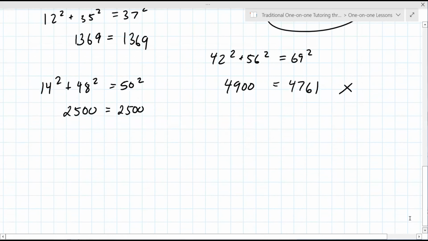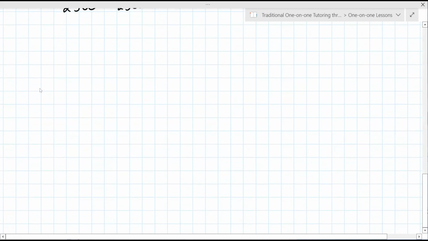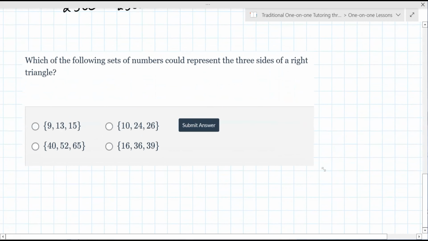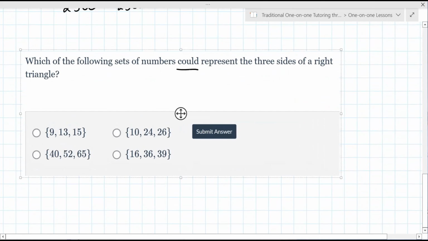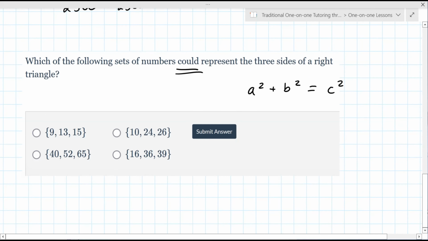I thought you were in a different part of the course, but now we've got it. So it just says which of the following numbers could represent the three sides of a right triangle. Right triangle is always governed by the Pythagorean theorem, a squared plus b squared equals c squared. And one of these combinations of numbers will work. Okay, so I want you to try this one for me. I want you to grab your calculator and do 10 squared plus 24 squared and ask yourself, does that equal 26 squared?